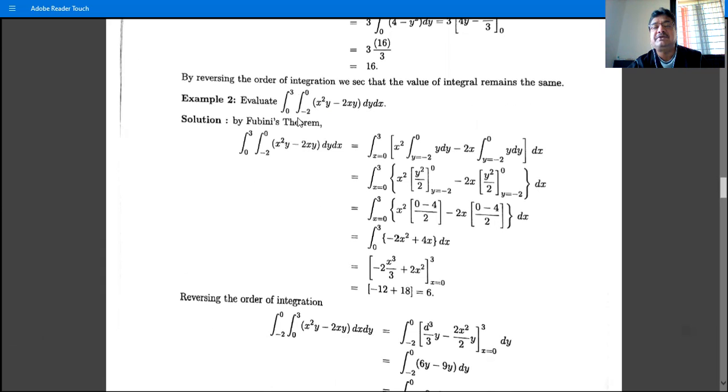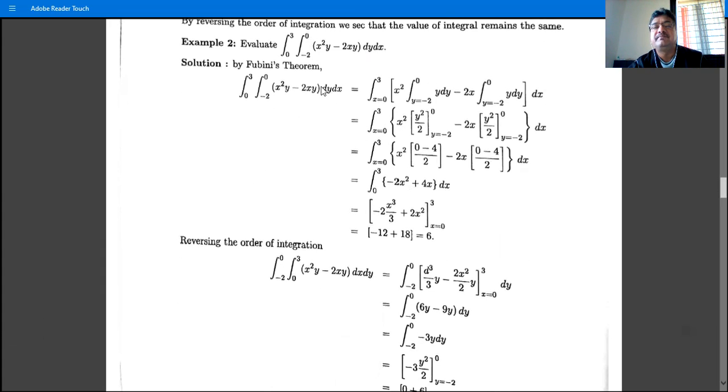First integrate with respect to y, minus 2 to 0 is the limit on y, and 0 to 3 is the limit on x. If I have to integrate this with respect to x first, then interchange these places of integration. That is, write the integration 0 to 3 in the second place, and write minus 2 to 0 in the first place if I have to integrate with respect to x. So here is the problem.